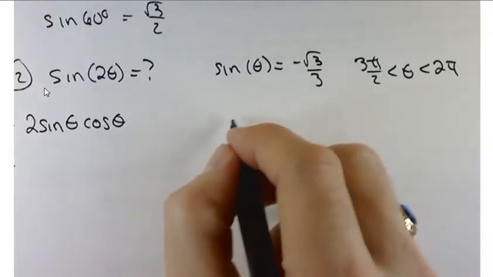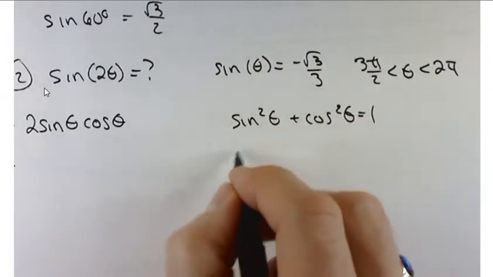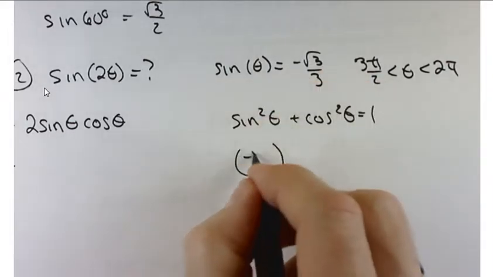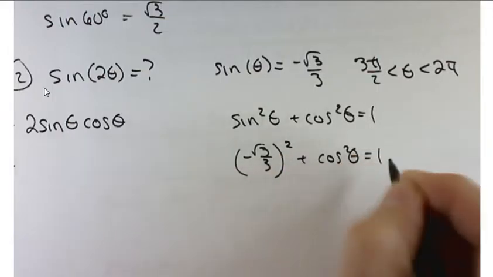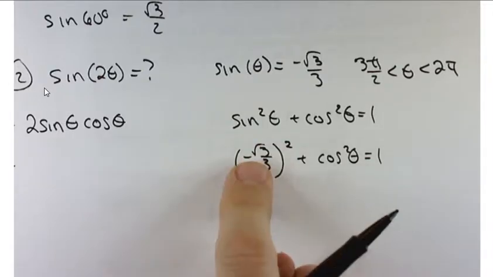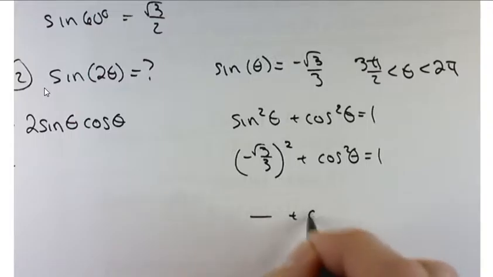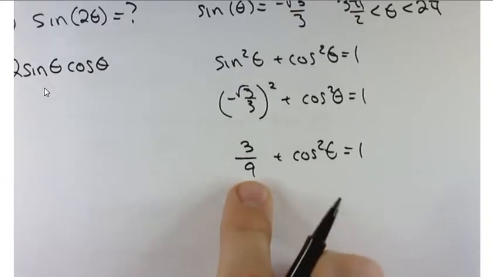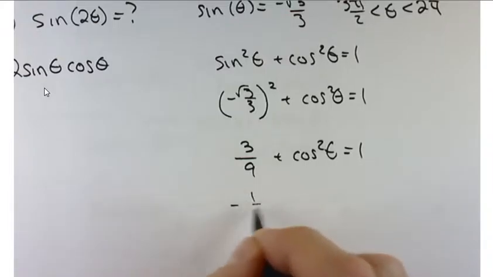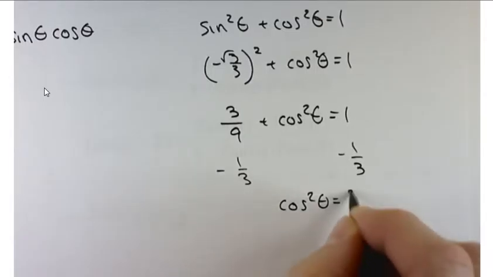What's the Pythagorean theorem say? Sine squared of theta plus cosine squared of theta equals 1. So the sine of theta is negative root 3 over 3. That gets squared, plus cosine squared of theta equals 1. When I square this, the negative is going to disappear. What do I get when I square this? 3 over 9, which is 1/3. So let me subtract 1/3 from both sides and get cosine squared of theta equals 2/3.